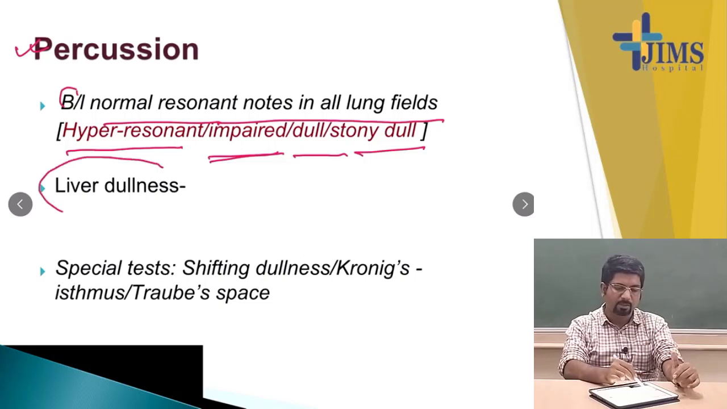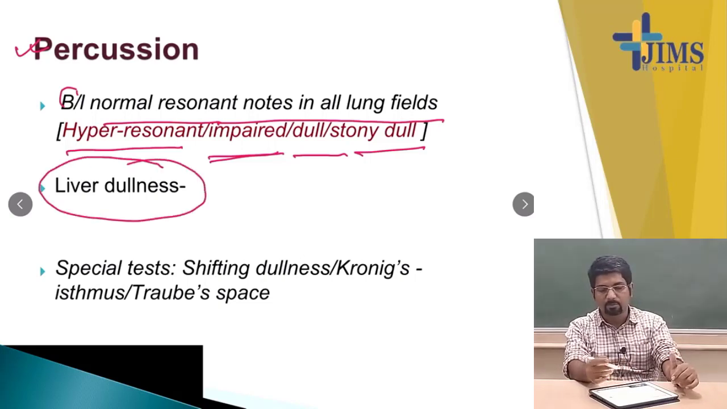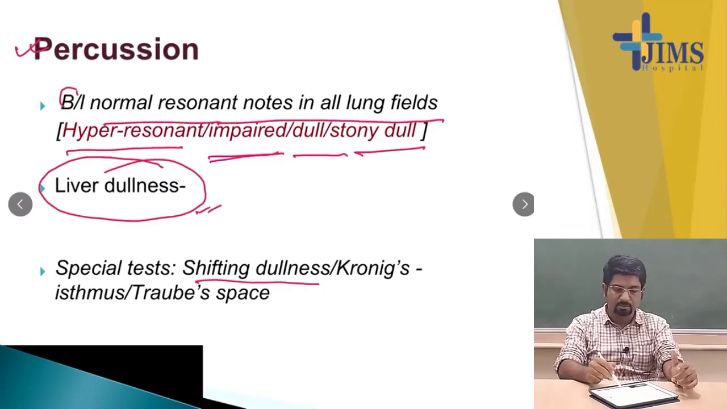And you have to know the liver dullness, which is very important to know the expansion of the lung. If the lung is hyperexpanded in case of COPD or any other obstructive airway disease that causes air trapping, the liver dullness is obliterated. And there are some special tests like shifting dullness, which occurs in hydropneumothorax, Traube's space percussion, and also the tidal percussion.